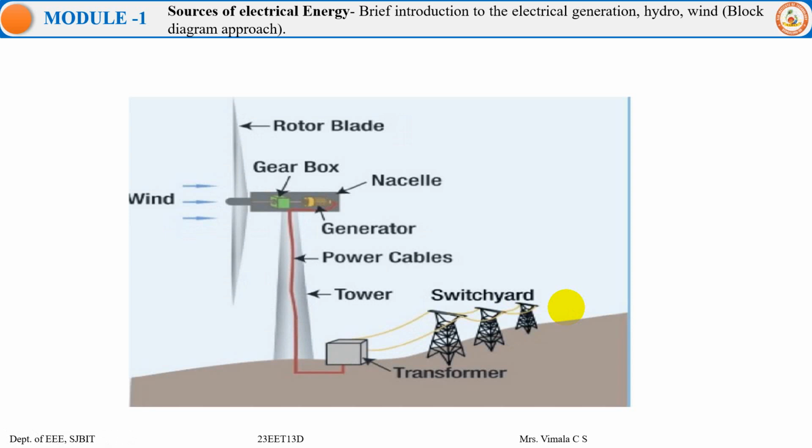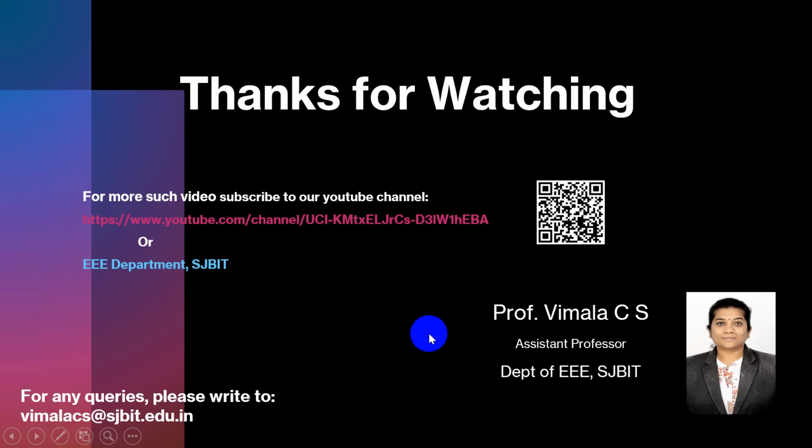So this is how it looks. This is the gearbox, this is the generator, and the rotor blades. It looks like two blades, but actually it is three blades, designed at a particular tilt of the blades. So we have power cables, tower, and transformers to step up and give it to the switchyard.